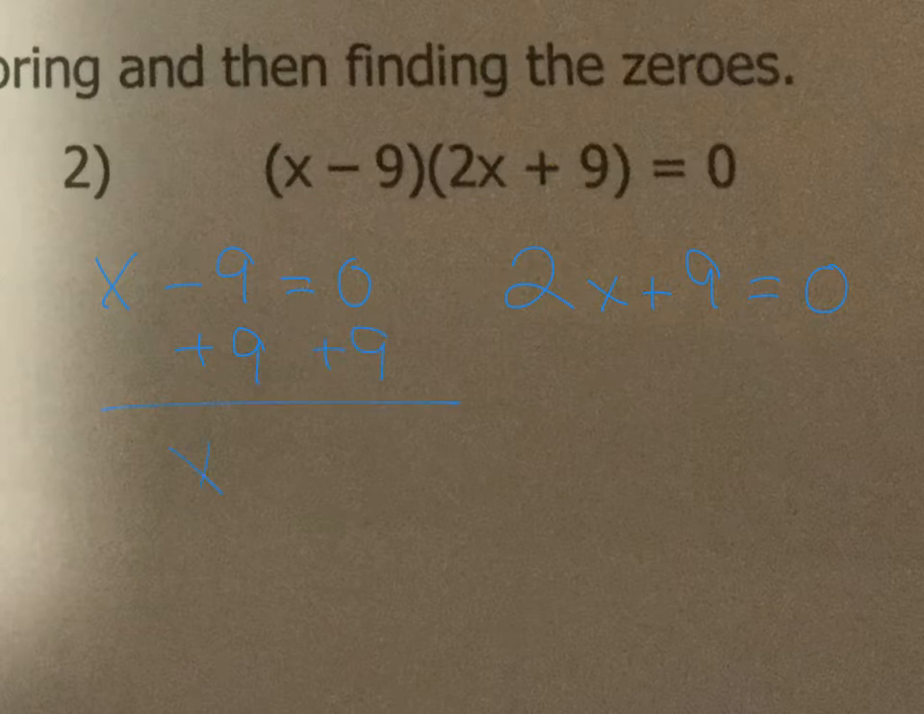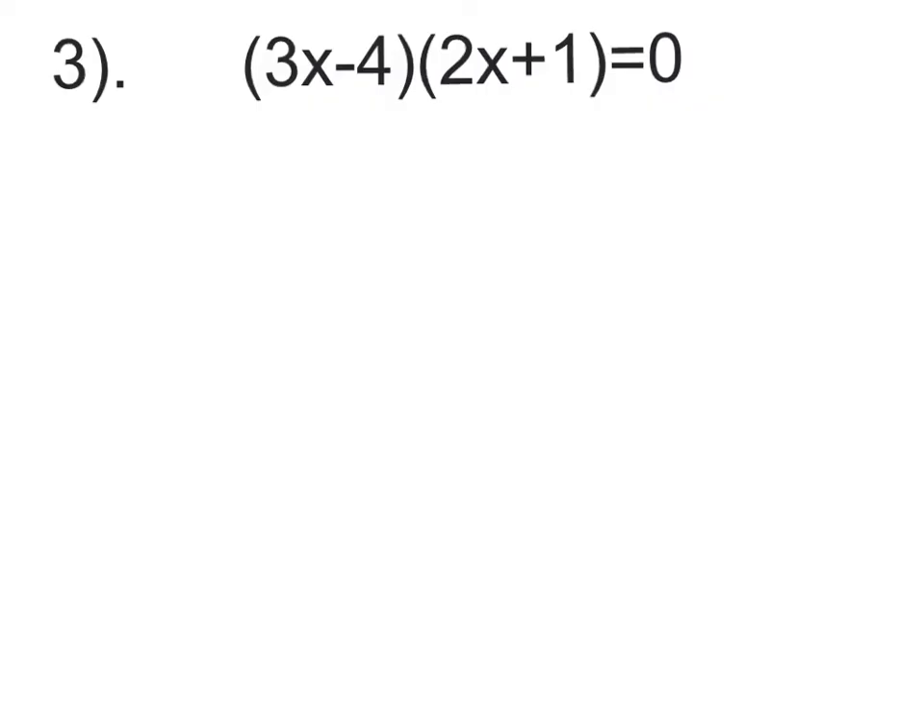So we're left with x equals 9 as being one solution. On the right, we have a two-step equation, so we get 2x is equal to positive 9, or x is equal to, this should be negative 9. x is equal to negative 9 over 2. All right, let's solve number 3.